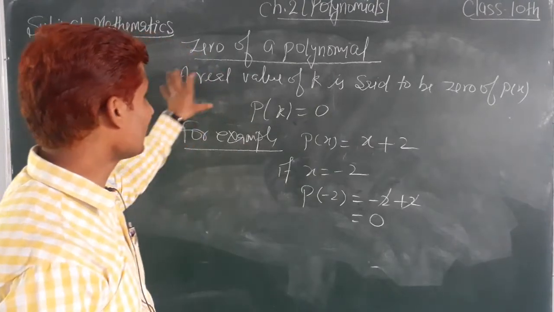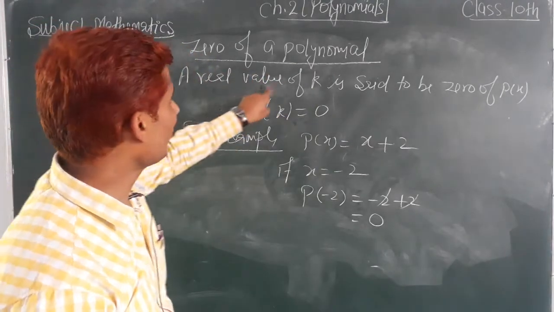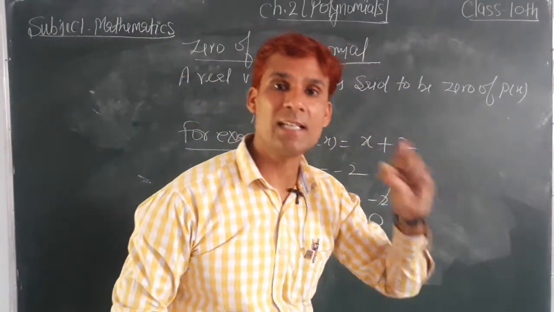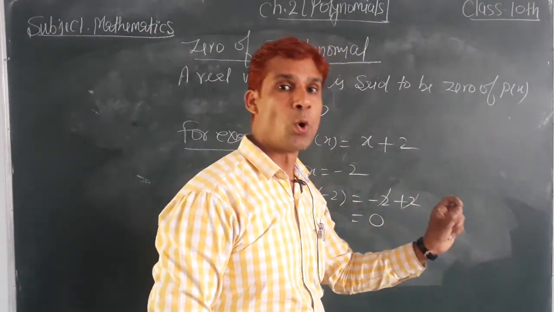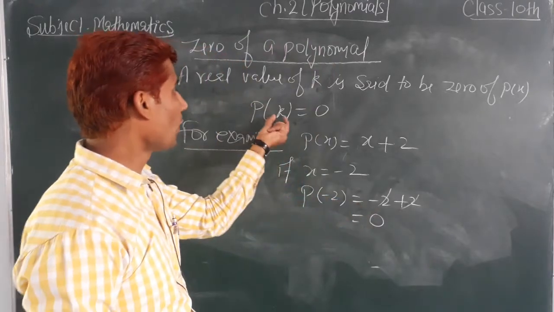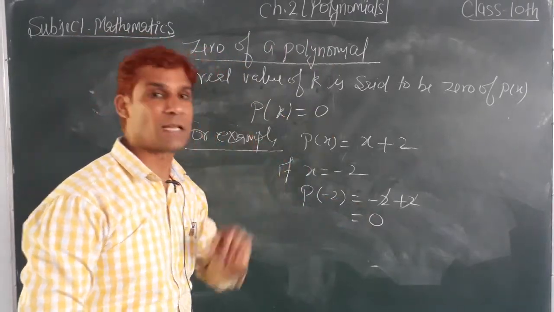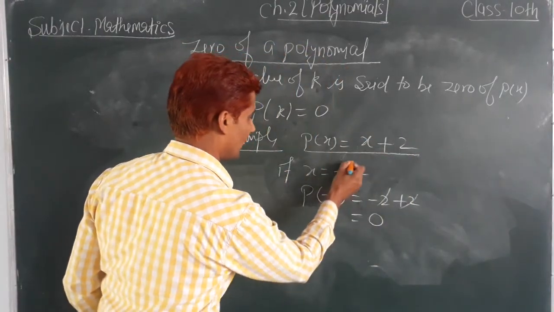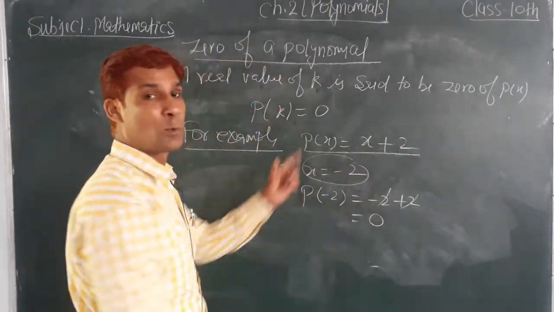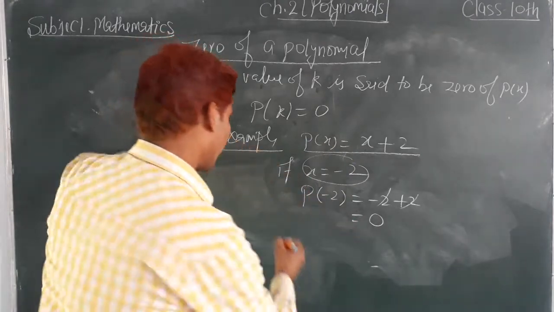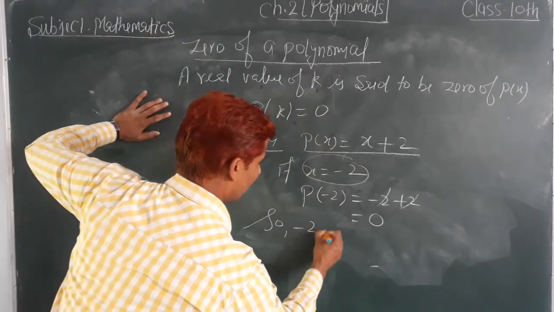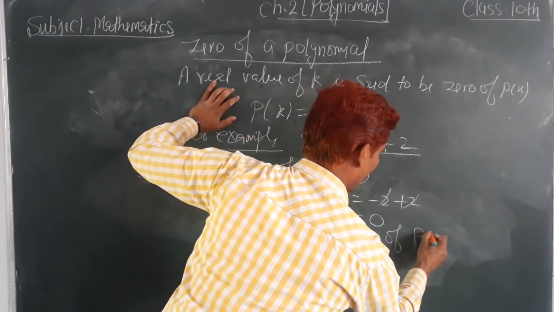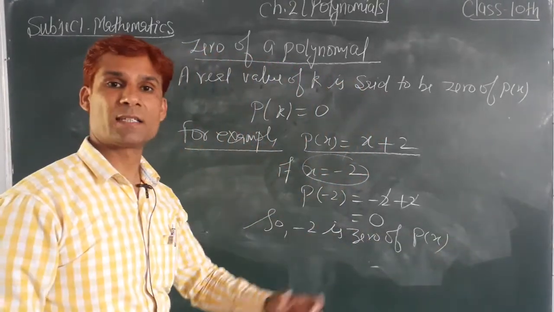What I have said in this statement, a real value of k is said to be the zero of the polynomial. एक ऐसी real value जीरो होगी पॉलिनोमियल की अगर उस वैल्यू को पॉलिनोमियल में रखने पर जीरो आ जाता है. जैसे एक पॉलिनोमियल दे रखा था और हमने इस पॉलिनोमियल पर x की वैल्यू माइनस 2 पुट कर दी और आंसर जीरो आ गया. So minus 2 is zero of p(x).